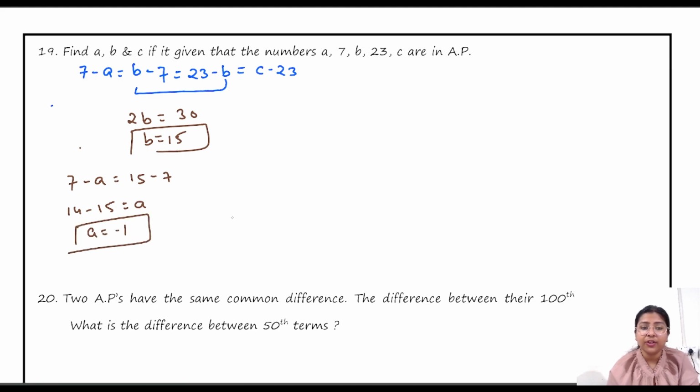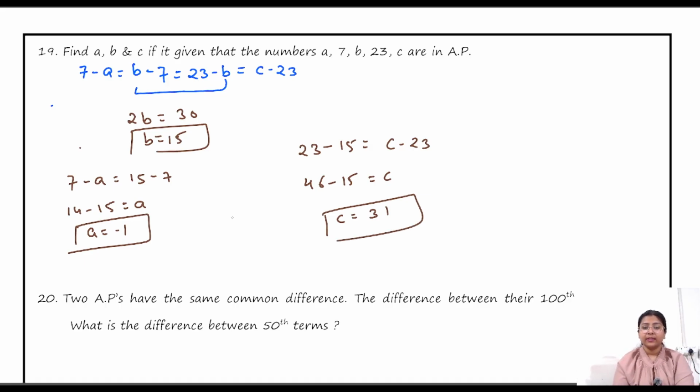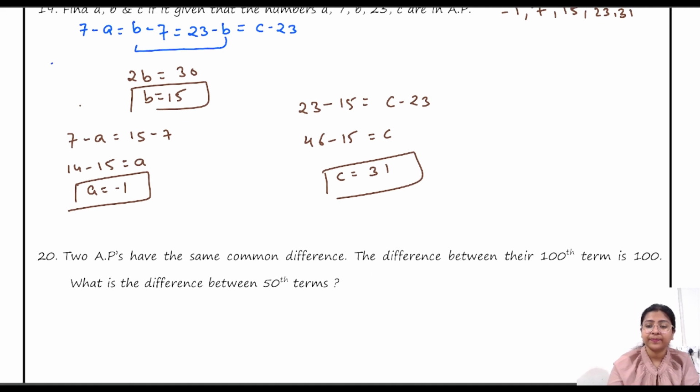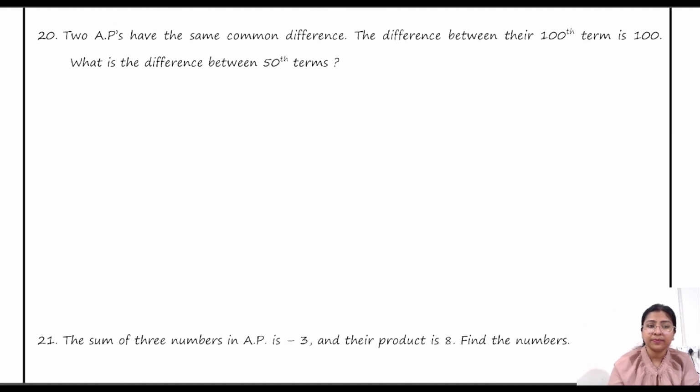Similarly, we can find out the value of c. Put the value of b in this. So 23 minus 15 is equal to c minus 23. So the value of c is 46 minus 15, that is 31. Okay, learners, is this question clear to you? So the terms are minus 1, 7, 15, 23, 31. See this, the common difference is 8 among these terms in an AP. Yes or no?